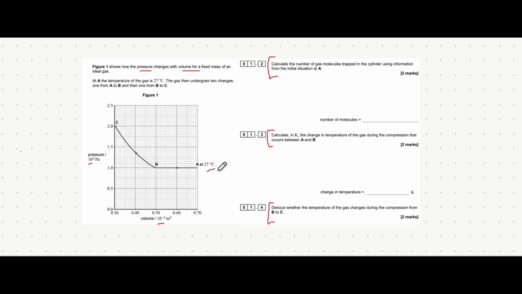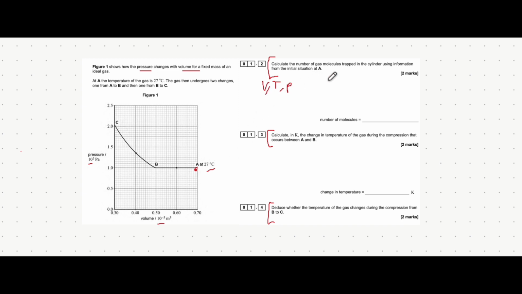It also gives you the temperature, but that's in degrees, and I'd always recommend you convert into Kelvin before you do calculations. It says calculate the number of gas molecules trapped at position A. Well, what do we know at position A? We know the volume, we know the temperature, which we can convert into Kelvin, we know the pressure, and do we know anything else? We do not know anything else.